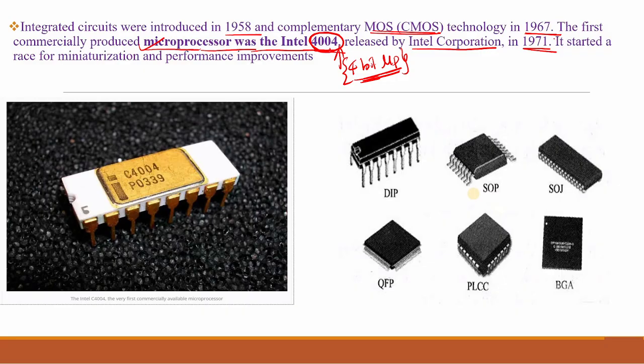So it started the race of miniaturization and performance improvement. Miniaturization means small size. In ICs also you have the dual inline package (DIP), surface mount packages, SOG, QFP, where you have leads on four sides. Quad packages like PLCC, BGA. These are the types of ICs you have.